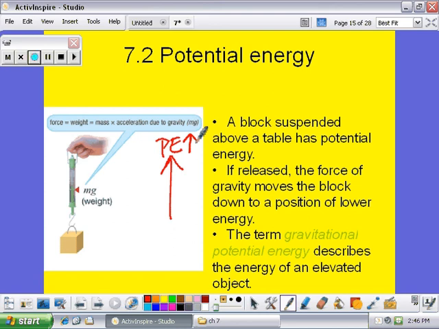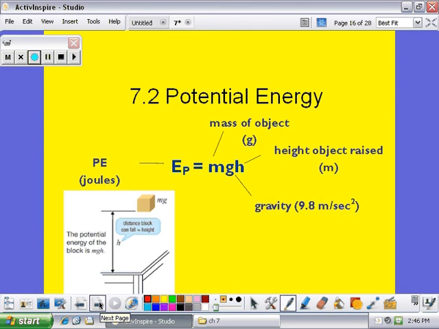So therefore, we look at the term gravitational potential energy. It describes the energy of an elevated object. You will see this as GPE, gravitational potential energy. You can solve for potential energy of an object. So E is the energy, P is for potential.